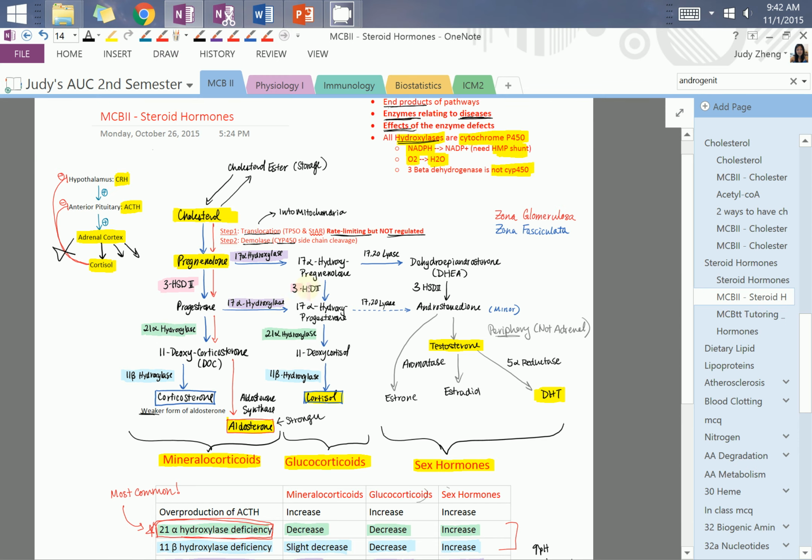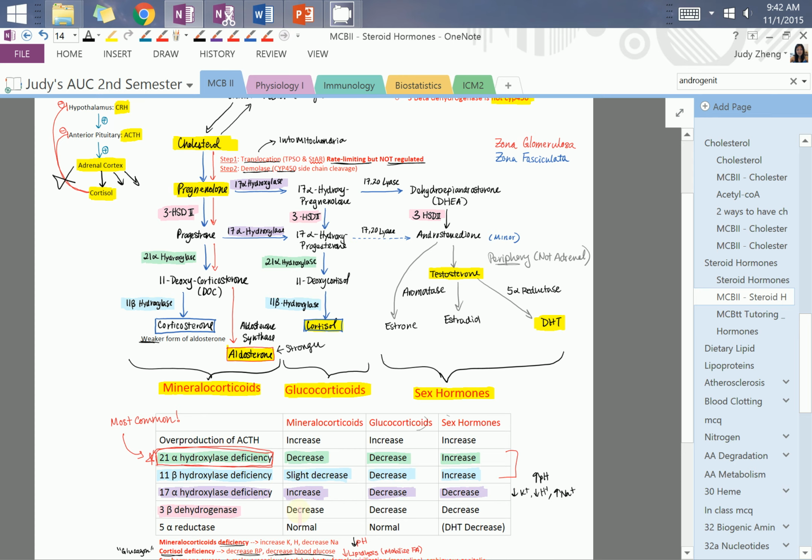Okay, so this is where 3 beta dehydrogenases. As you notice, it's affecting all 3 pathways, right? So you have a decrease in mineralocorticoids, decrease in cortisol or glucocorticoids, and a decrease in sex hormones. This is not a very good scenario because these are all very important for homeostasis. So these people do not live very long after birth, or if they're born at all. This is pretty fatal. Don't live long.